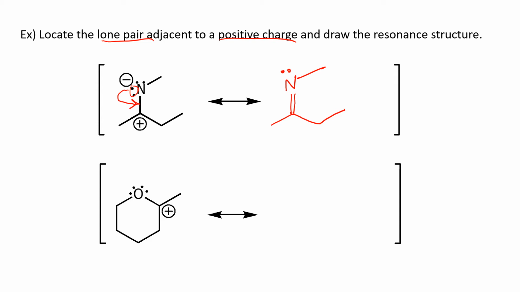In the next example, we have a lone pair adjacent to a positive charge. So tail of the arrow starts in a lone pair, head of the arrow goes to the adjacent bond. And if we want to draw our resonance structure, there's the oxygen. We have our double bond. And now the positive charge sort of switches place.